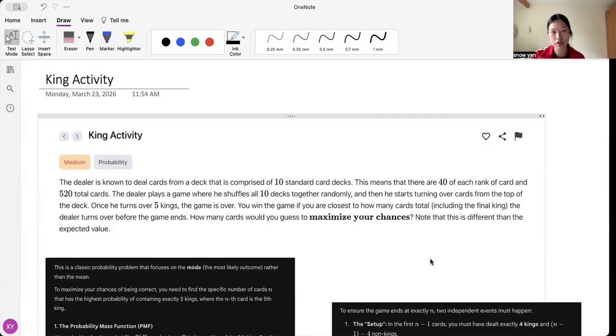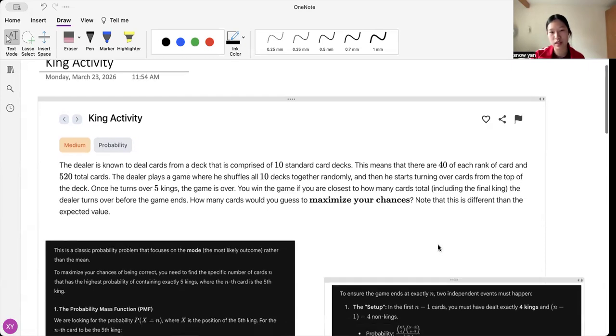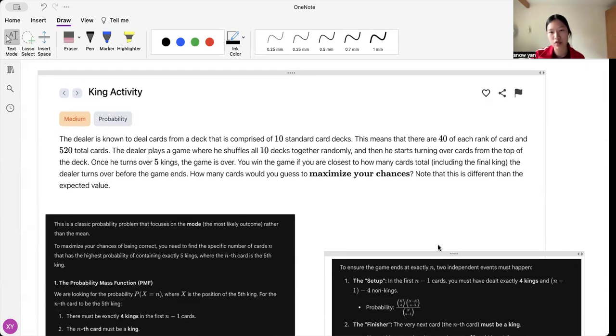So today's question is called King Activity. The dealer is known to deal cards from a deck that is comprised of 10 standard card decks. This means that there are 40 of each rank of card and 520 total cards. The dealer plays a game where he shuffles all 10 decks together randomly, and then he starts turning over cards from the top of the deck.